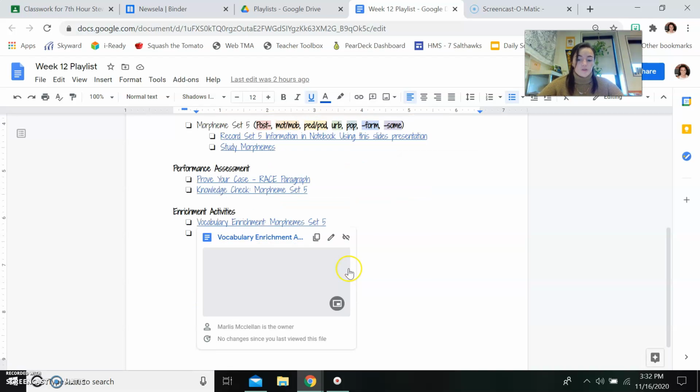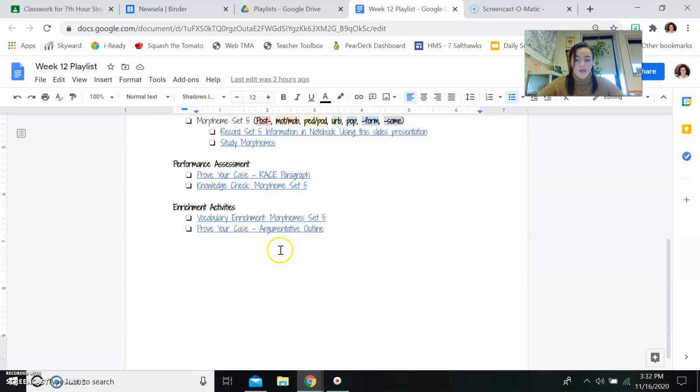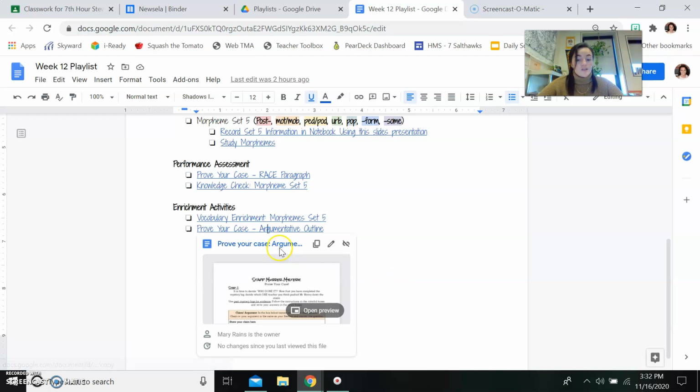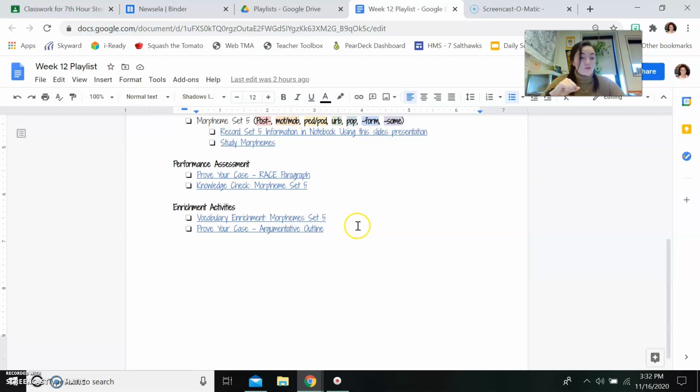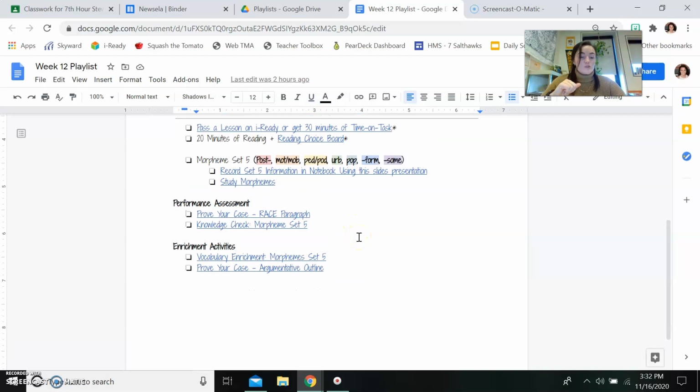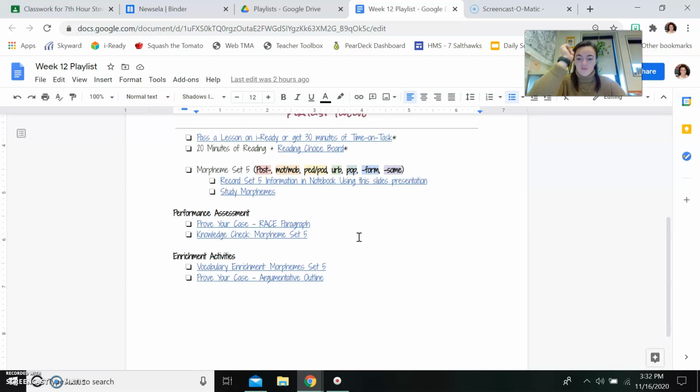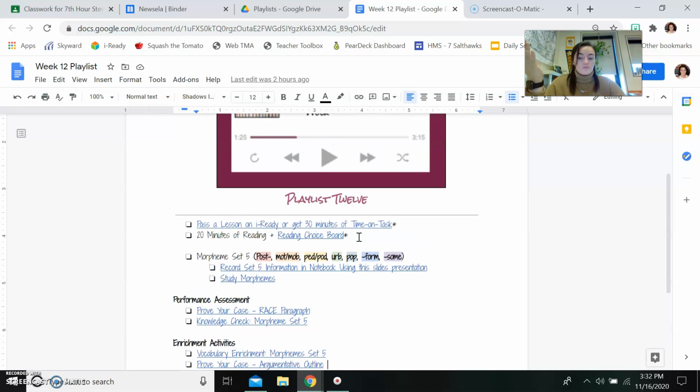There are 2 enrichment activities for this. You have vocabulary enrichment per usual. And then you have your Prove Your Case argumentative outline where you're going to build on that paragraph you wrote in Newsela and write a whole paper supporting who you think actually tried to kill Mr. Henry. So those are your enrichment activities and you can turn those in to the week 12 submission box. All right, so that is week 12 playlist.